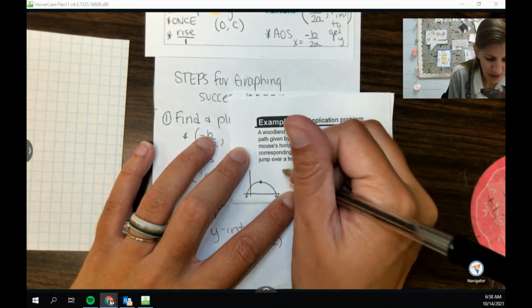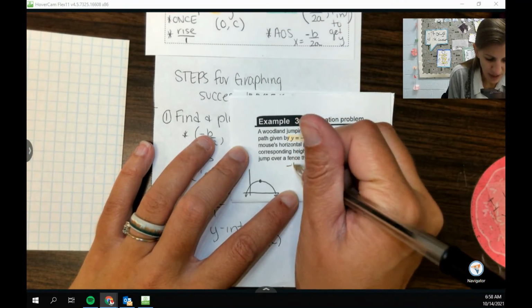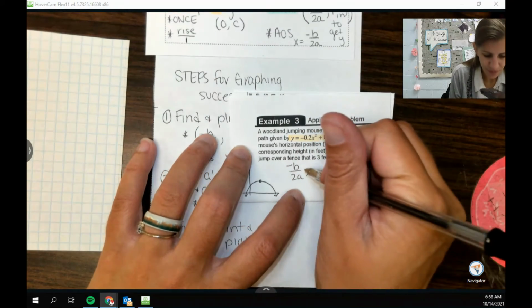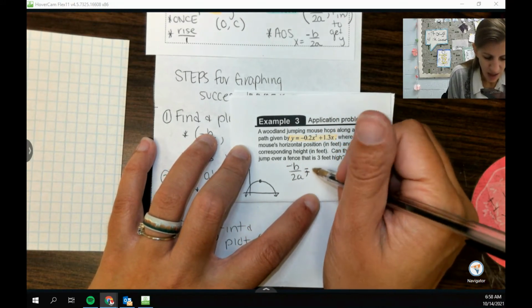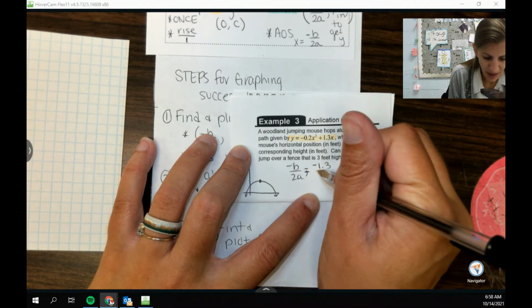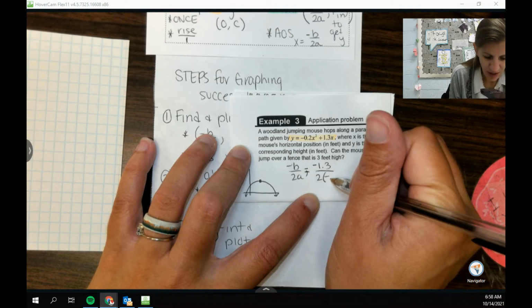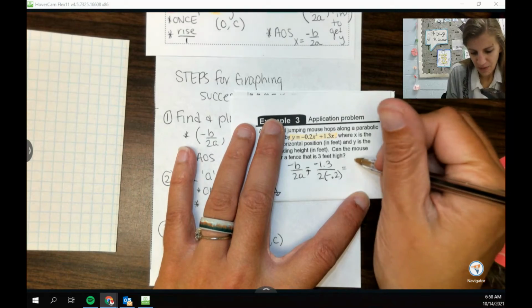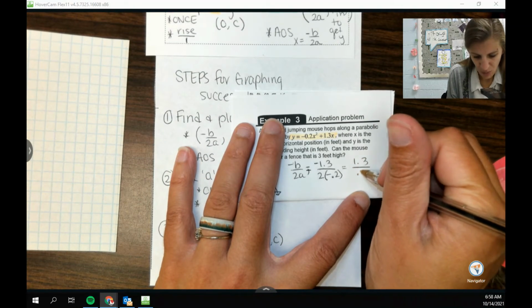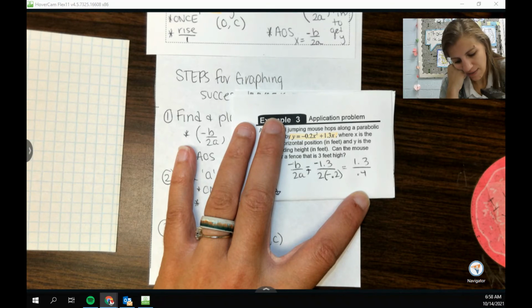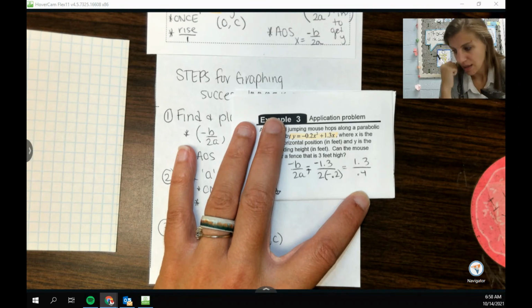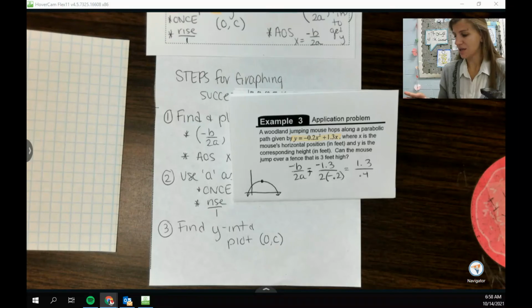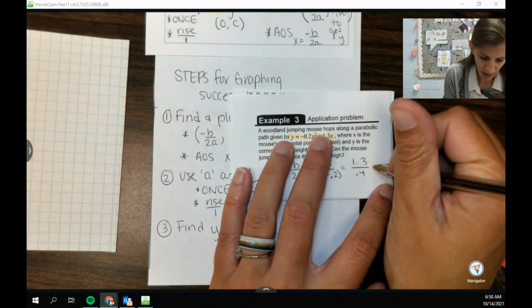To find the vertex in standard form, we want to do negative b over 2a, and then plug it in. So negative 1.3 over 2 times negative 0.2. Overall this is going to be positive, and we're going to have 1.3 over 0.4. Does that go in evenly, like 0.3? I don't know. Decimals are freaking me out. Let's just grab that handy dandy calculator. A decimal always just makes me so nervous. 3.25. That's kind of what I thought.